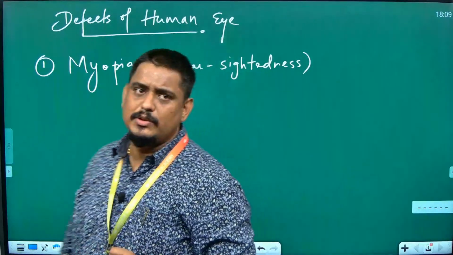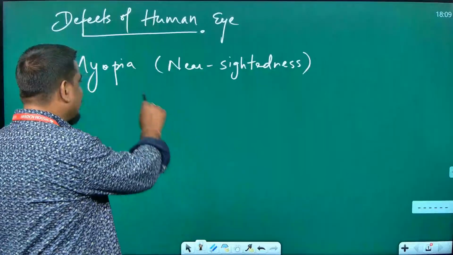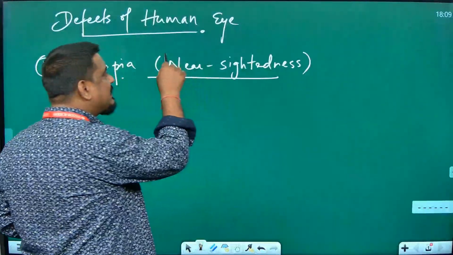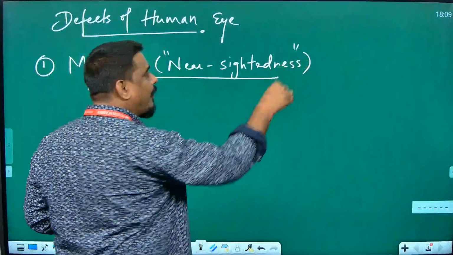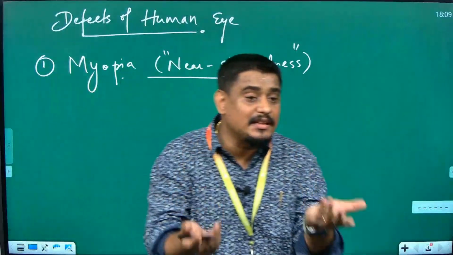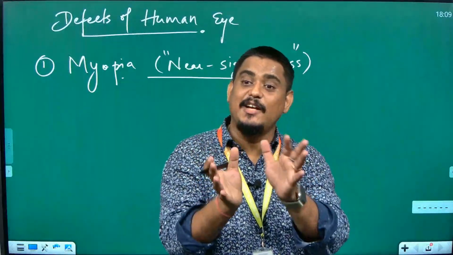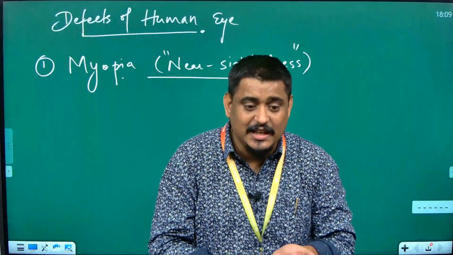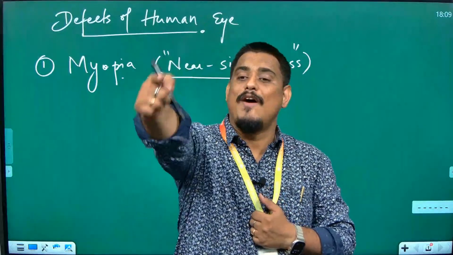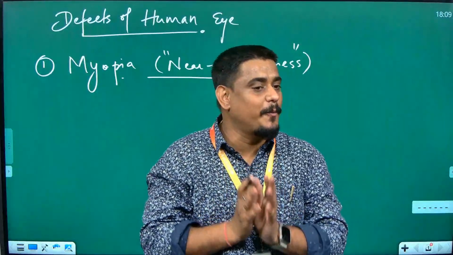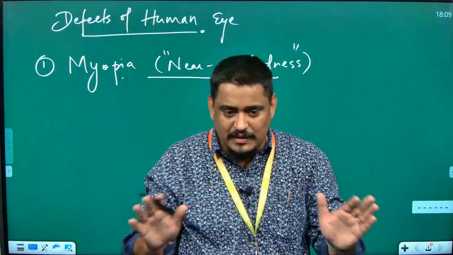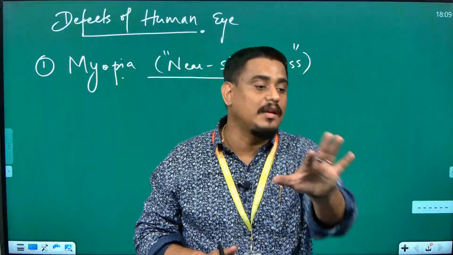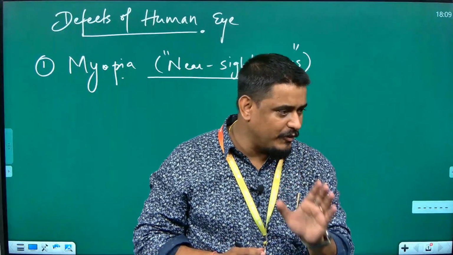Okay? So, I said to you in the previous class itself that the name nearsightedness is given because a person is able to see near things clearly. He has the sight of near things. That is why it is nearsightedness. What he does not have is far sight. It means in the case of myopia, I can see near things clearly, but far things will not be clear to me. Are you getting what I am trying to say?